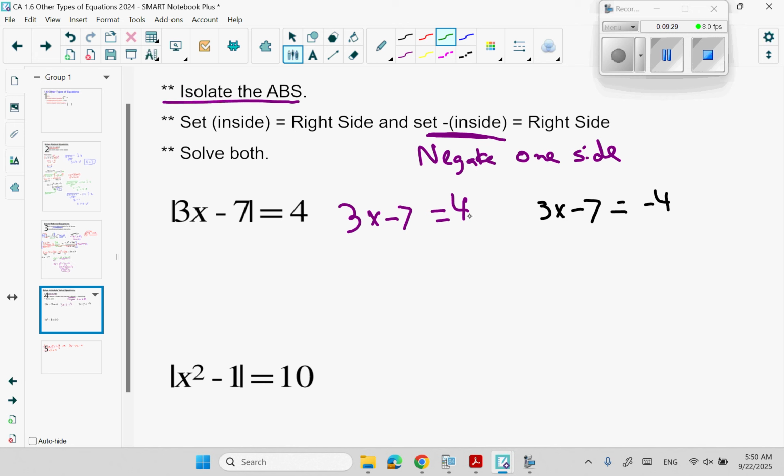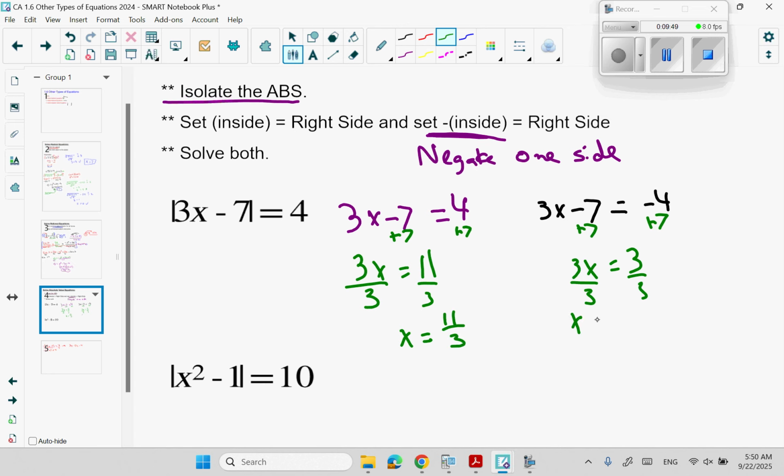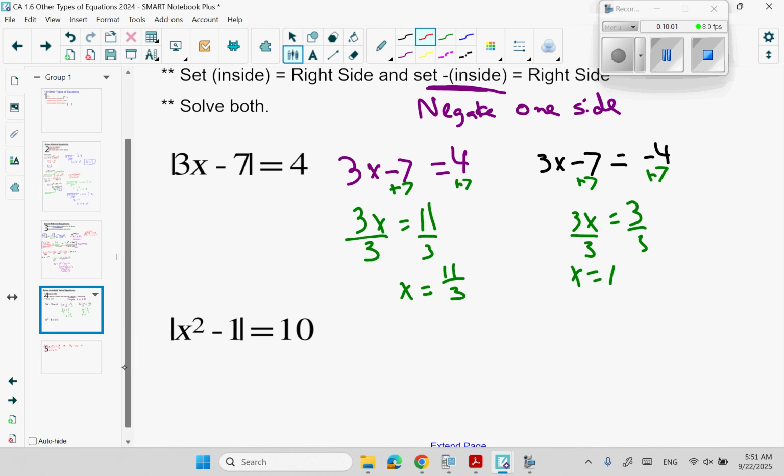So for example, for both purple and black, I'm going to add 7 to start. So we get 3x equals 11, and 3x equals 3. And then the next step, I would divide both sides by 3. So we get x equals 11 thirds, and x equals 1. And just like with square roots and with rationals, you should also check these as potential solutions. So let's check these as solutions.